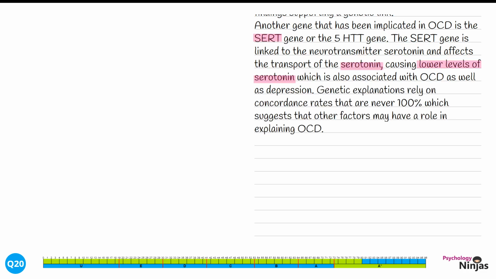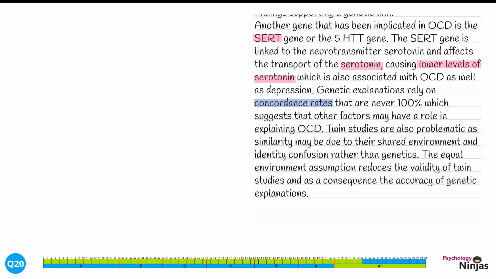Genetic explanations rely on concordance rates that are never 100%, which suggests that other factors may have a role in explaining OCD. When we're using the term concordance rates, we're saying the percentage of time twin A and twin B, or person A and person B who are related, are diagnosed with the same clinical disorder. We're going to explain this further by explaining why twin studies are problematic.